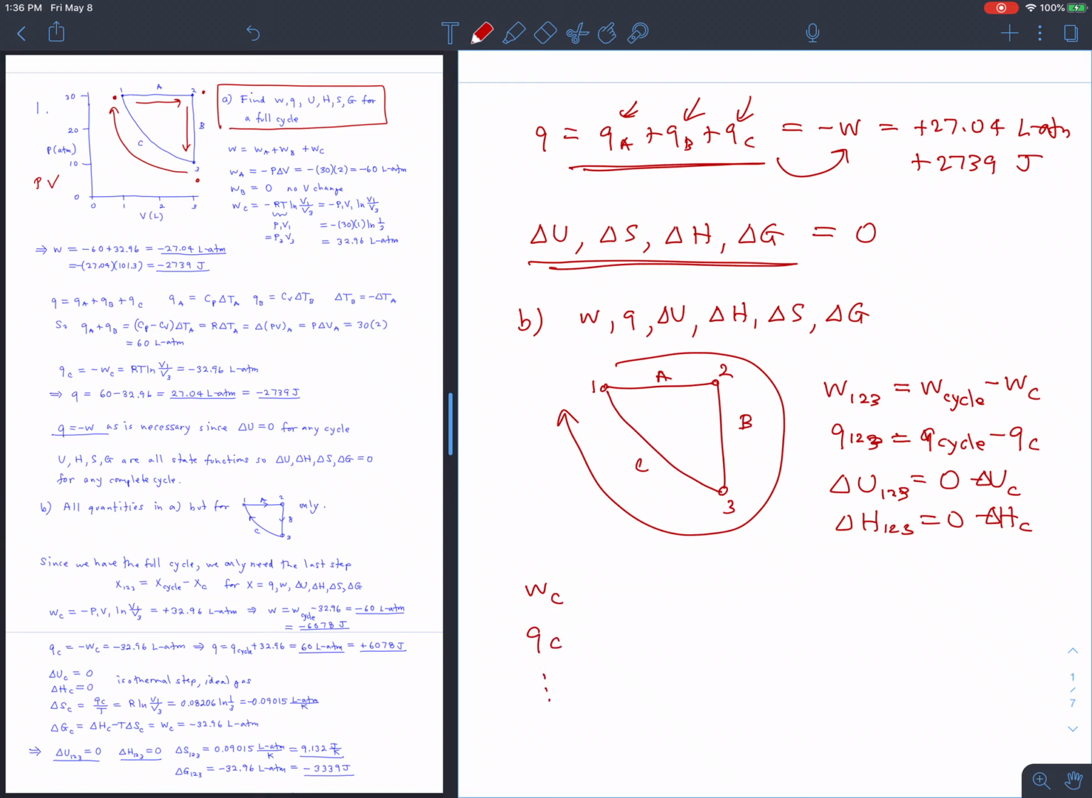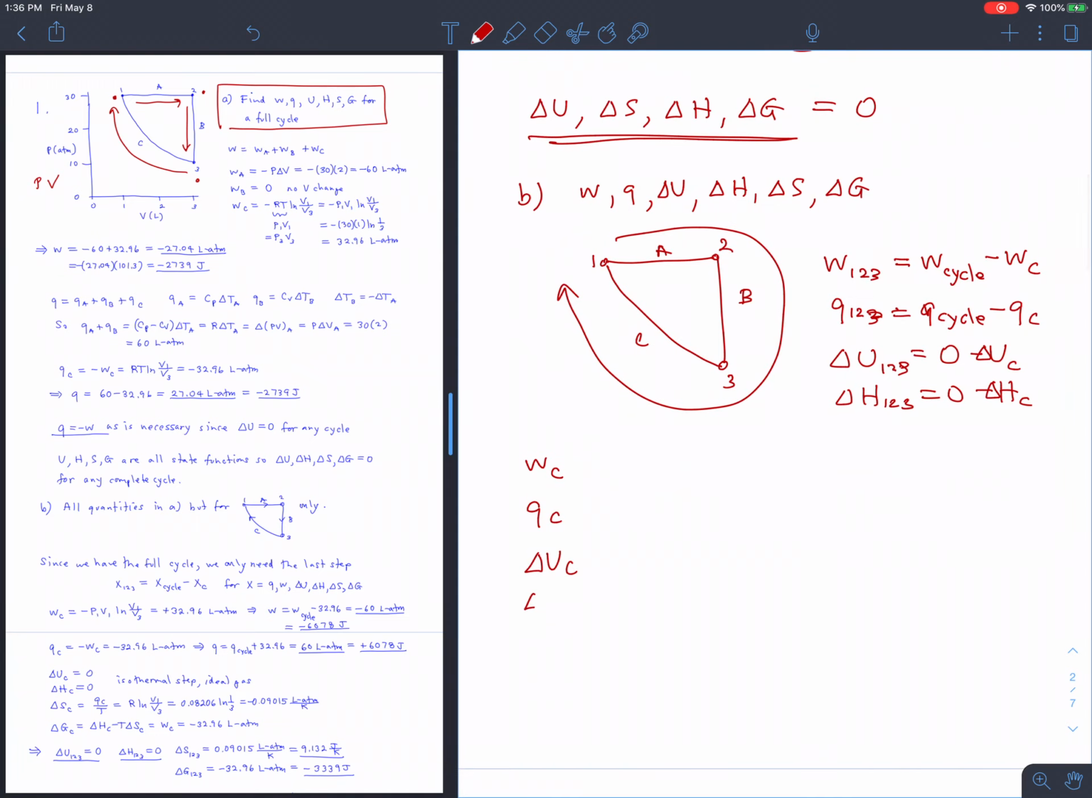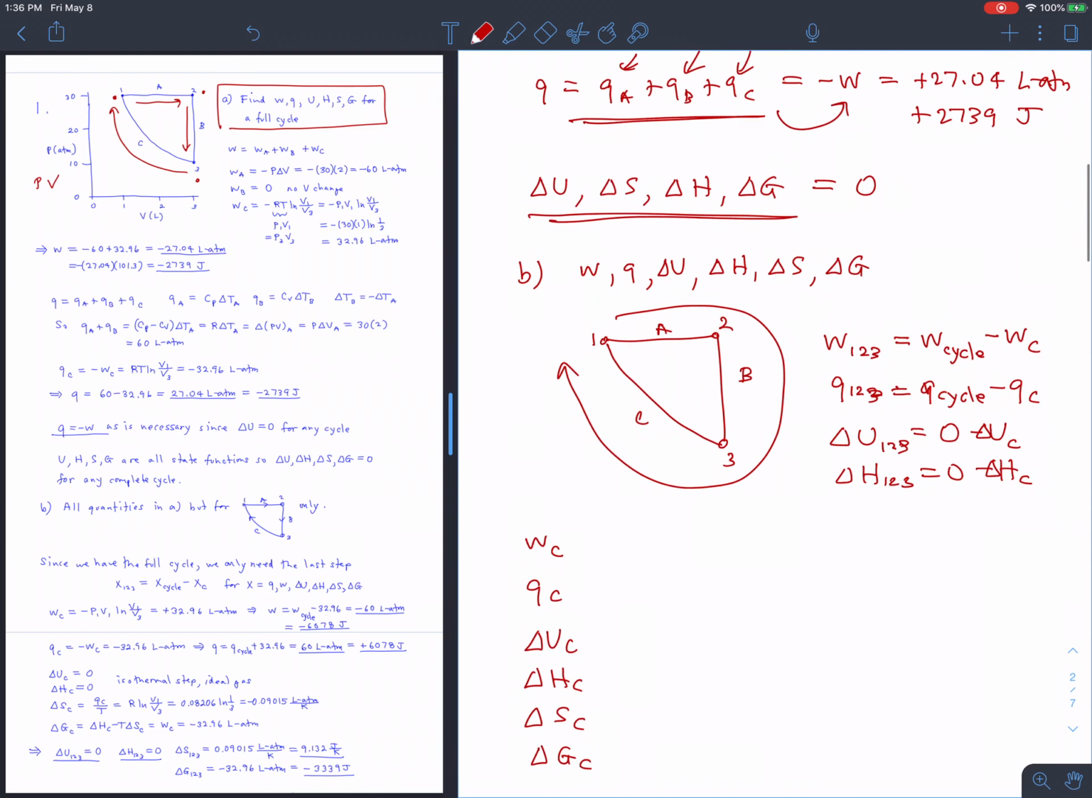So let me just list them all out and then I'll calculate them. I guess that's the systematic way to do it. Delta U for C, delta H for C, delta S for C, delta G for C. Those are the quantities we're going to need. So for work, it's again an isothermal process for C, and so it's minus nRT log V1 over V3. That's the work for C. We already calculated that upstairs.